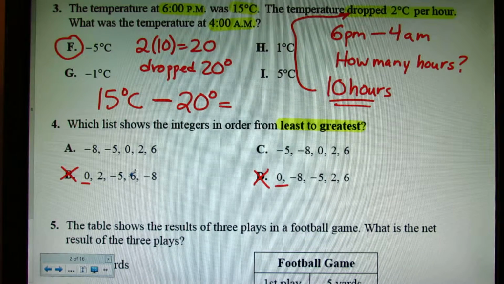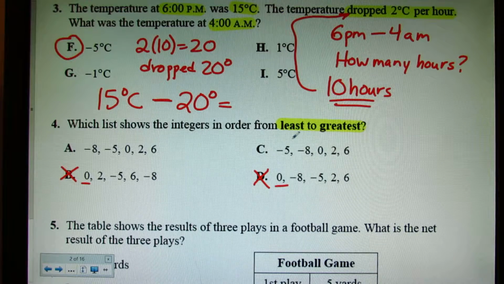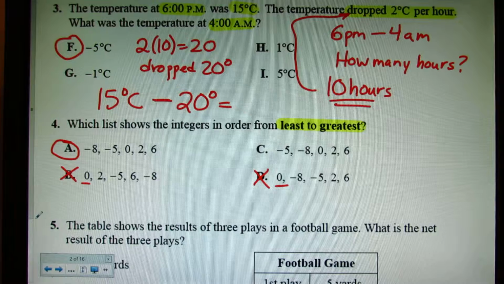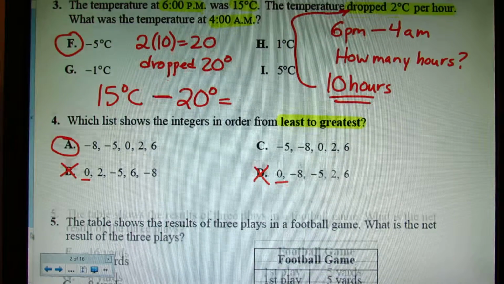And we know that negative numbers are smaller than 0. So these are out. The last two choices I have, one has a negative 8 as the smallest number, and one has negative 5 as the smallest number. If you think about money, owing somebody $8 compared to owing somebody $5, owing somebody $8 is worse. So that is why negative 8 is going to be the least number on this list. So answer 4 is choice A.